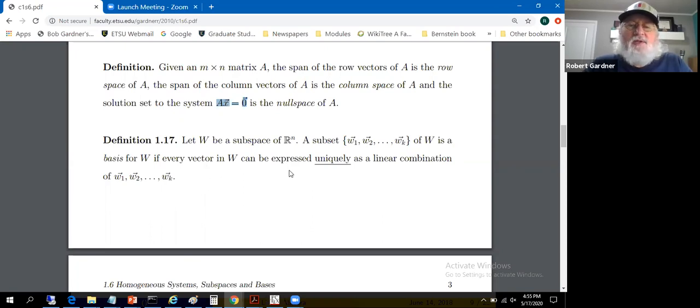It can be expressed as a linear combination. So forget the uniquely, expressed as a linear combination, that means it's a spanning set. So what we're getting first is this means W1 through W sub k, the span of that set of vectors, is space W. It's a spanning set. And then some, whatever the implication about the unique linear combination stuff is.